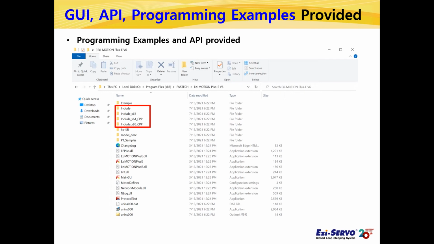For reference, 32-bit API of C# is in include folder, 64-bit API of C# is in include_x64 folder, and 32-bit API of C++ is in include_x86_cpp folder, and 64-bit API of C++ is in include_x64_cpp folder.